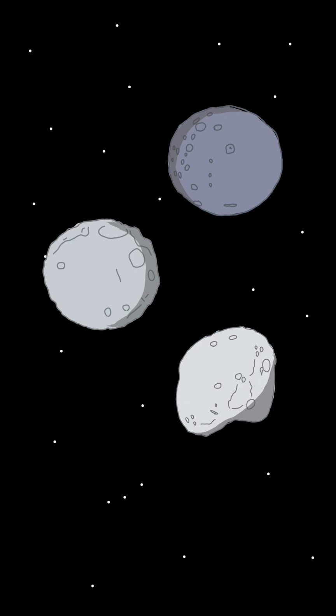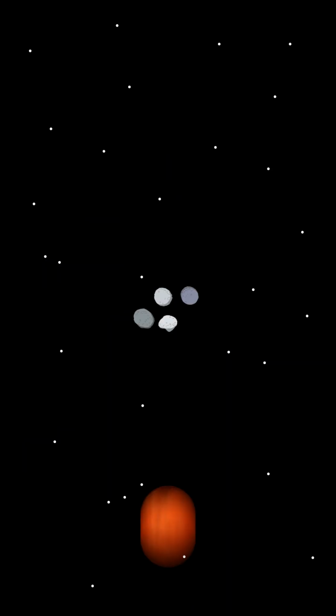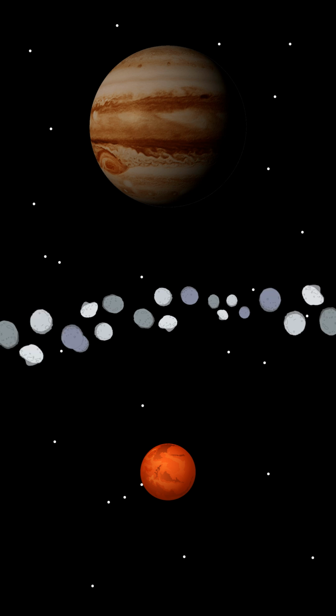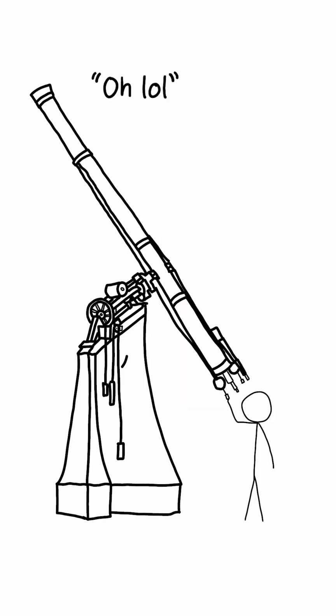In the early 1800s, astronomers discovered Ceres, Pallas, Juno, and Vesta orbiting between Mars and Jupiter. At the time, they were considered planets, but as telescopes improved, more objects were found in the same region, and by the mid-1800s, they were reclassified as asteroids.